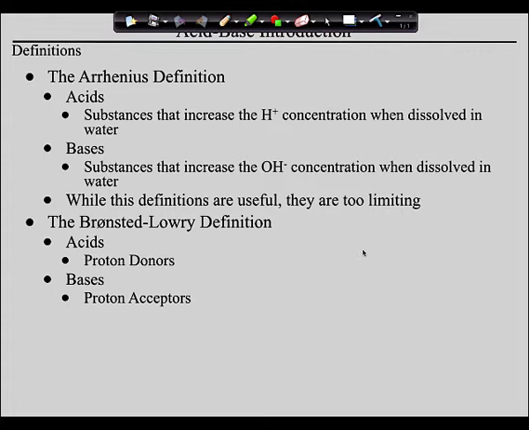What do acids do? Give away hydrogens. What do bases do? Arrhenius definition. Give away OHs. What happens when those come together? They make water. But now, guys, you've got to understand that all of the chemistry that we are going to do in this unit will always take place in water.